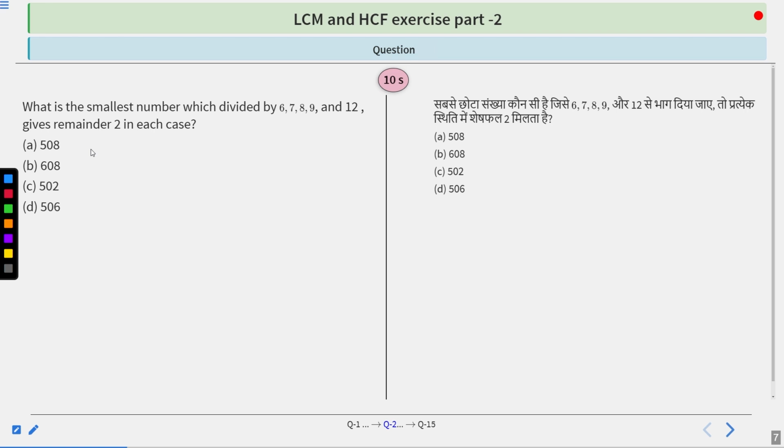What is the smallest number which divided by 6, 7, 8, 9, and 12 gives remainder 2 in each case? And options are 508, 608, 502, 506. These are the options.